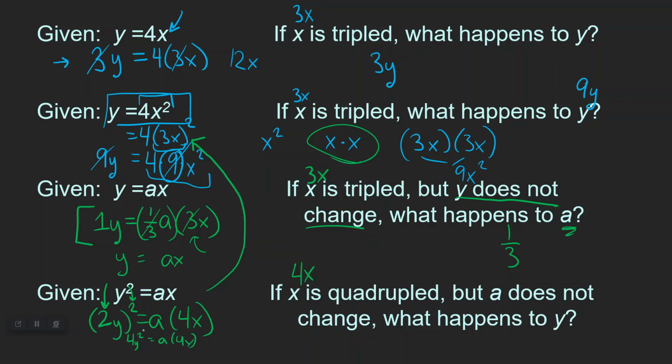So 2y squared, this ends up turning into 4y squared equals a times 4x. And notice those 4's can cancel out again. Again, we're just making sure the left side still equals the right. So if x is quadrupled, y only doubles, like this. Now, this kind of math, this is just the basics from Algebra 1, but this is what we're going to be doing with our physics equations as well.